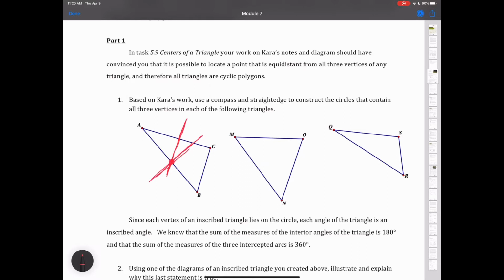Then, if you wanted to use your compass set to this length, or really the distance to any of the vertices, you should be able to inscribe a circle that touches all 3 of those vertices. Mine's not perfect. Yours will look much better when you use a compass and a straight edge and actually construct the perpendicular bisectors. So go ahead and work on the other 2, and then come back in a minute.